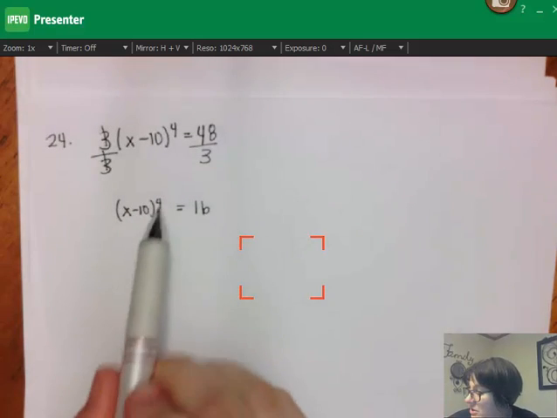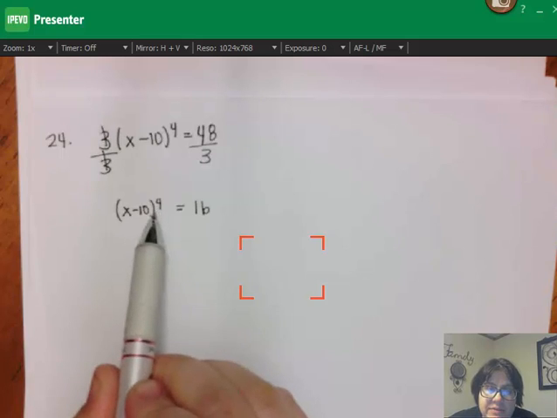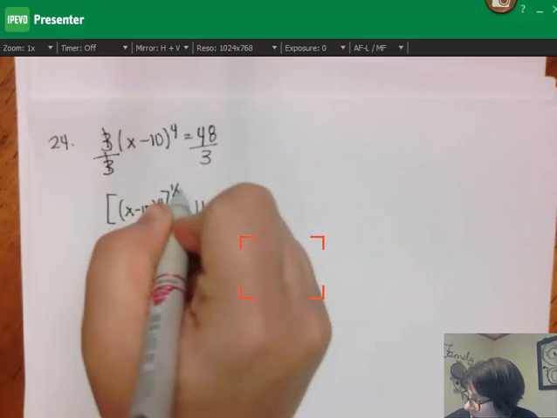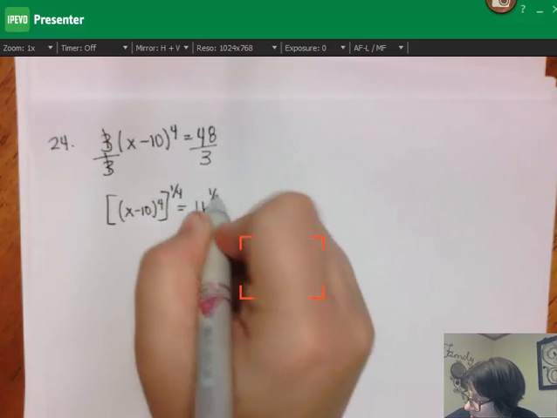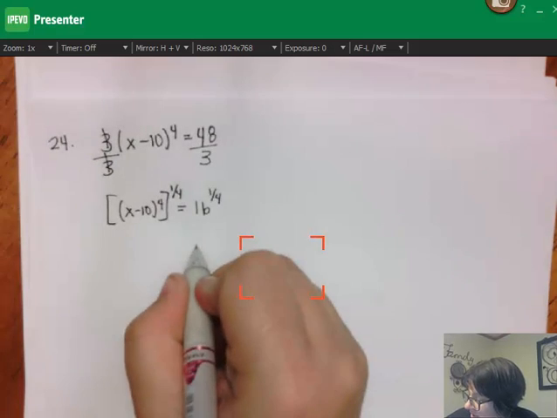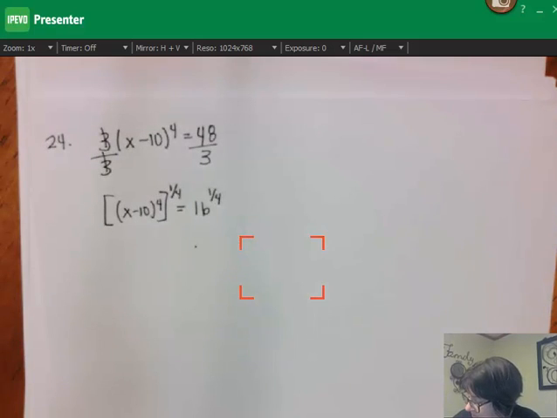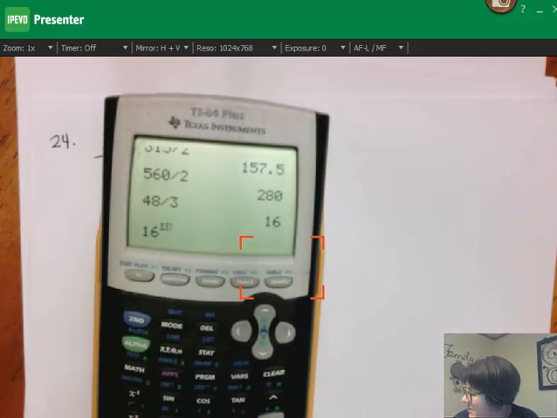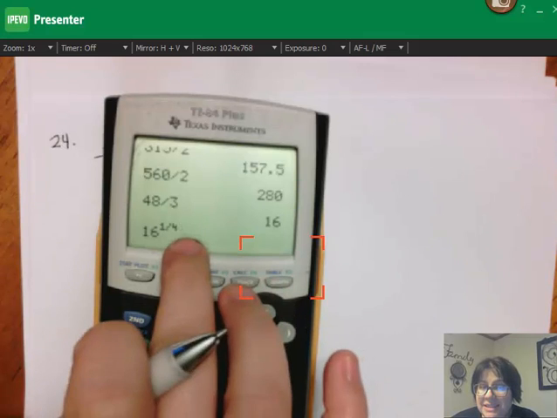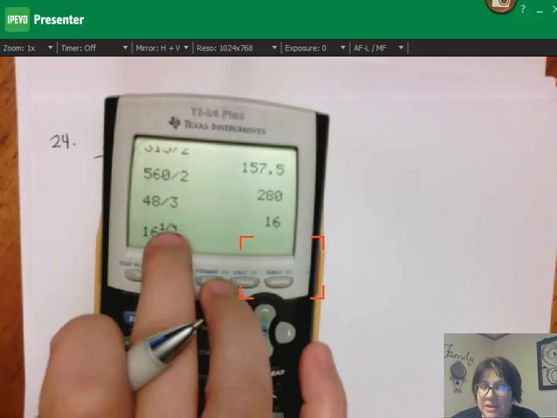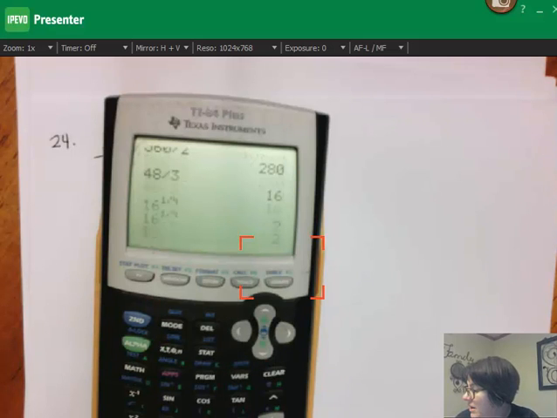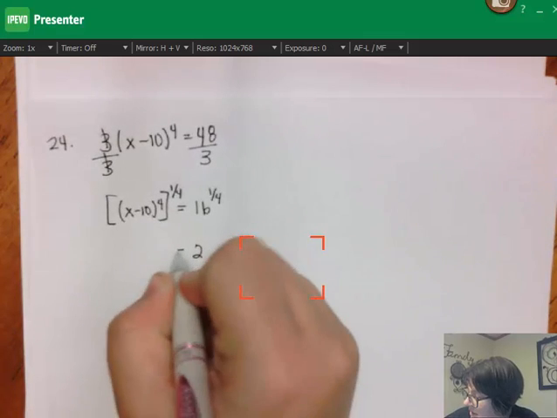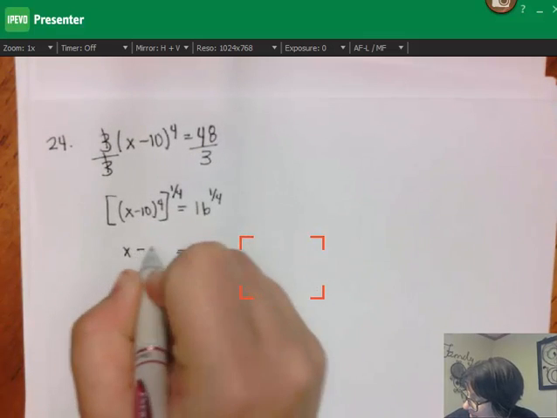All right, now we want to undo that 4th power. So we're going to take both sides to the reciprocal. You get 16 to the 1/4, which my calculator is nice because it actually goes up there in the exponent. If yours doesn't, make sure that you put parentheses around that 1/4. All right. Oh, convenient, 2. So 2 equals x minus 10.